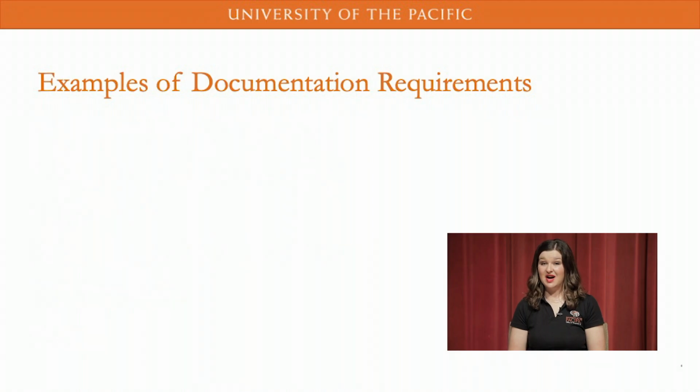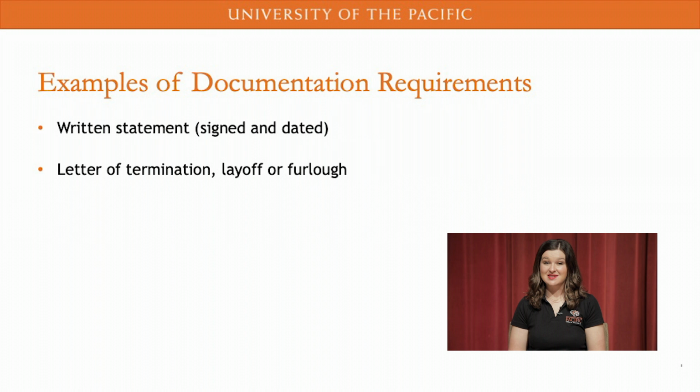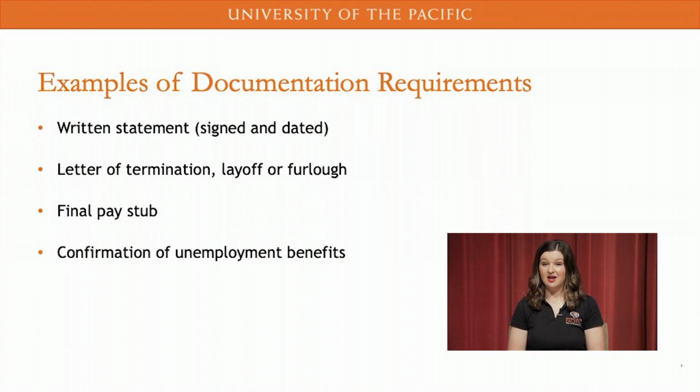Here are examples of some of the documentation that may be required. To start, we will need a written statement that is signed and dated that includes details surrounding the dates and the income adjustments. If someone in your family has lost their job, we would need to see documentation of that. So perhaps a letter of termination, a layoff notice, or a furlough notice. We may ask for a final pay stub, and if you are not transitioning to a new role, we may ask for confirmation of unemployment benefits. Also, you may be required to submit an IRS tax return transcript or W-2s for a given tax year.